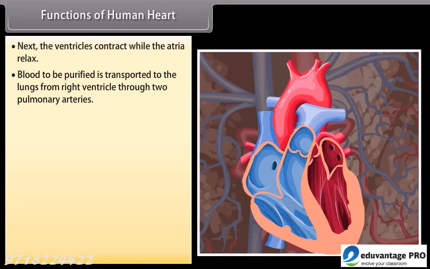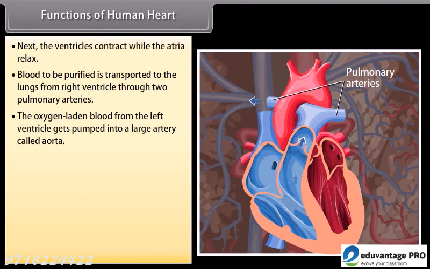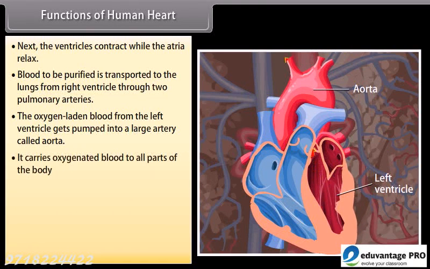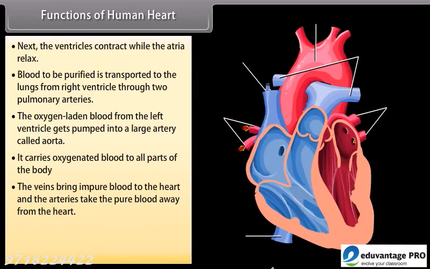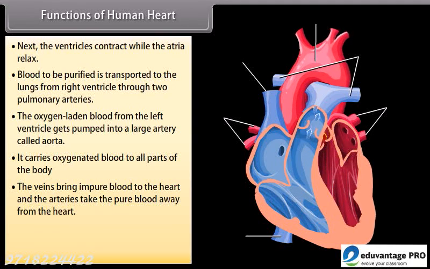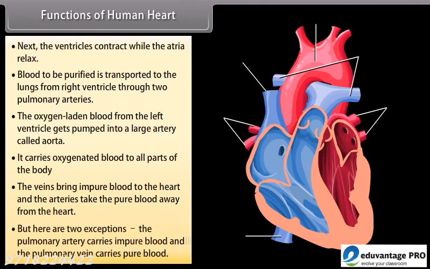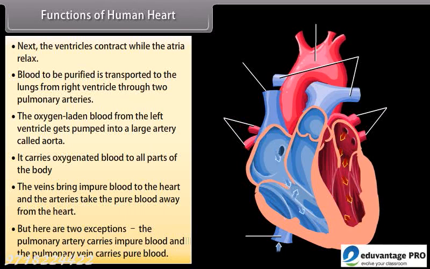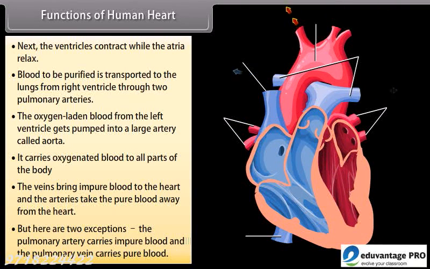Blood to be purified is transported to the lungs from right ventricle through 2 pulmonary arteries. The oxygen-laden blood from the left ventricle gets pumped into a large artery called aorta. It carries oxygenated blood to all parts of the body. The veins bring impure blood to the heart, and the arteries take the pure blood away from the heart. But there are 2 exceptions. The pulmonary artery carries impure blood, and the pulmonary vein carries pure blood.